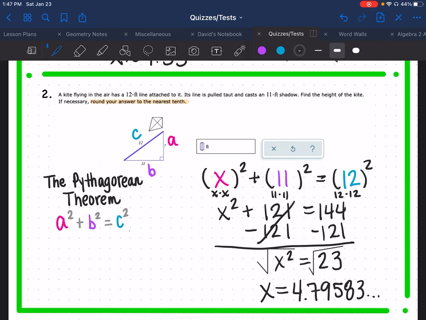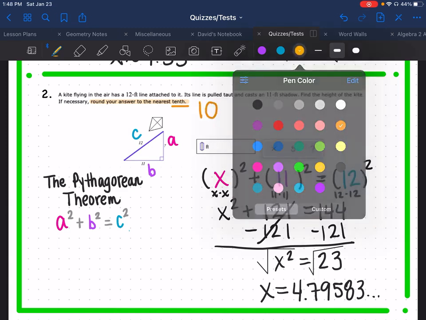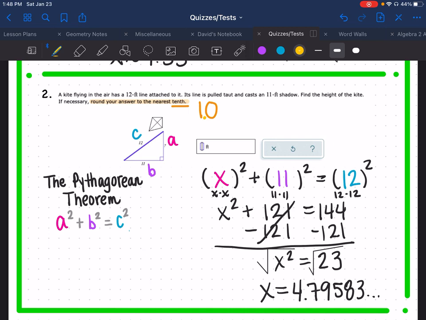But I have to go back. Where are they asking me to round? Well, they asked me this time to round to the nearest tenth. Tenth makes me think of the number 10. I put my decimal right in between the 1 and the 0, and I need one number after the zero, or sorry, after the decimal. So find the decimal. I need this number and I need nothing else.